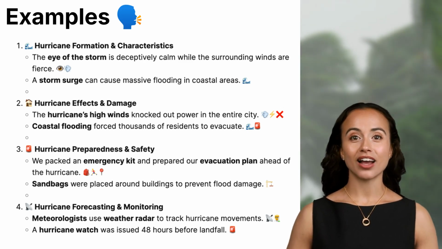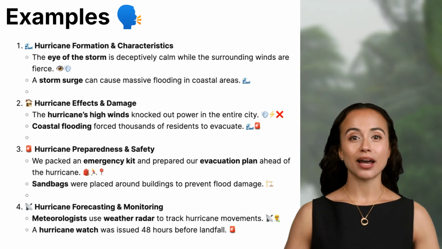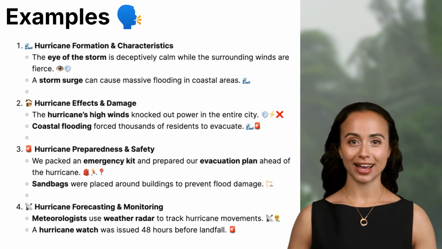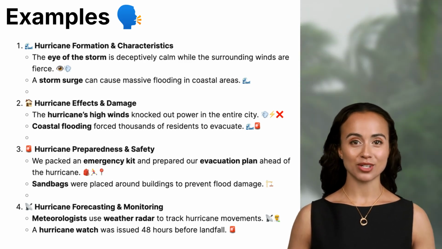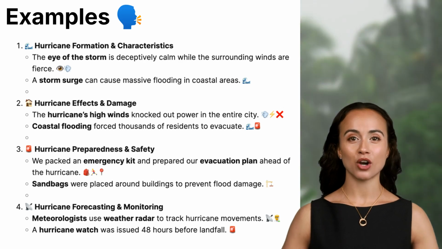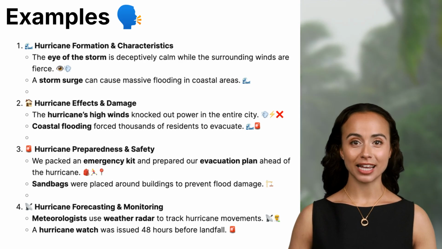3. Hurricane preparedness and safety. We packed an emergency kit and prepared our evacuation plan ahead of the hurricane. Having an emergency kit with food, water, flashlights, and medical supplies is important when preparing for a hurricane. An evacuation plan ensures families know where to go if they need to leave.